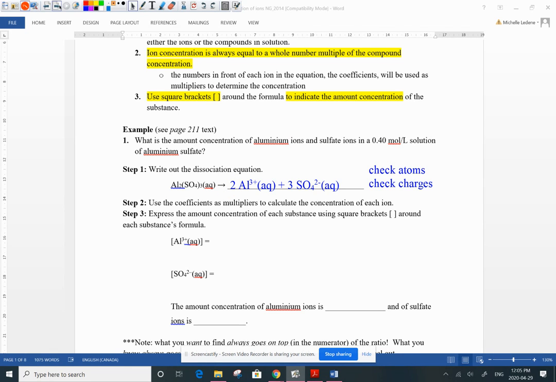Okay, and double check your atoms and check your charges every time you're writing these dissociation equations. So I have 2 aluminums, that's good. 3 sulfate, looking good here. 2 times 3 is 6 positives. 3 times 2 is 6 negative. That adds up to 0. Here's a compound. It's neutral. It adds to 0. We're good. Our atoms, our entities, our ions are the same, and our charges are balanced.